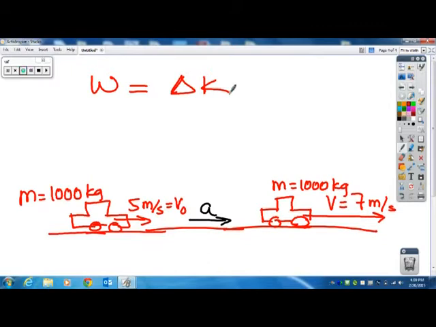When you do work, you change an object's kinetic energy. When you do work on an object, that object will speed up or slow down, but basically its kinetic energy will change. Its energy of motion will change. So I'm going to go ahead and expand this equation further. Whenever you have a delta K, that means change in kinetic energy, and that basically means final kinetic energy minus initial kinetic energy. That's why I wrote the final kinetic energy is just K by itself, and the initial kinetic energy is K naught.